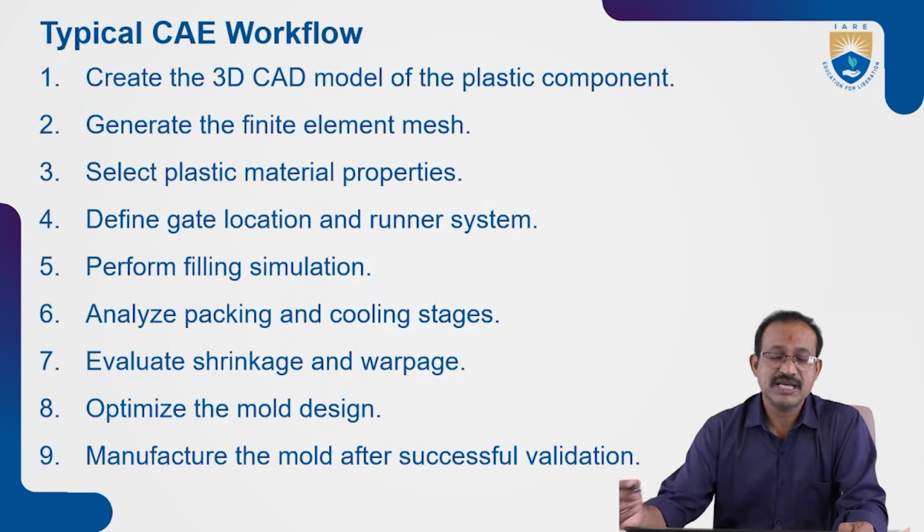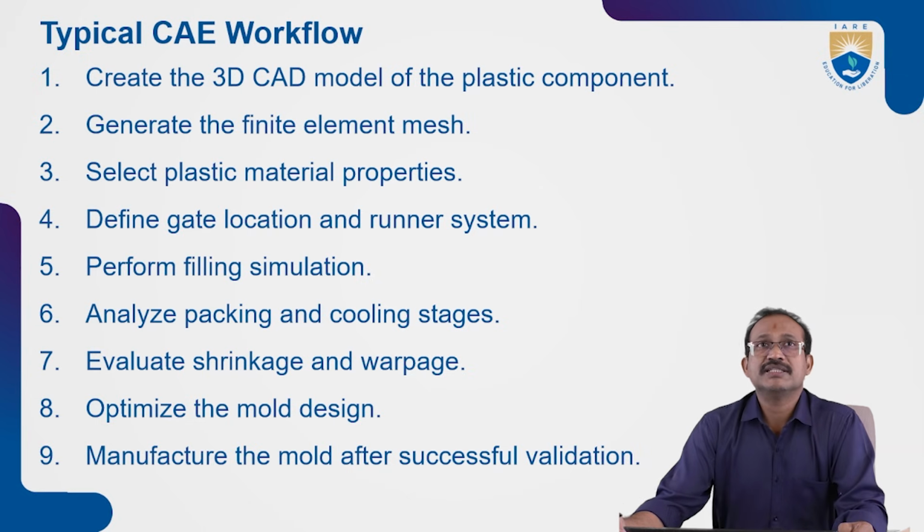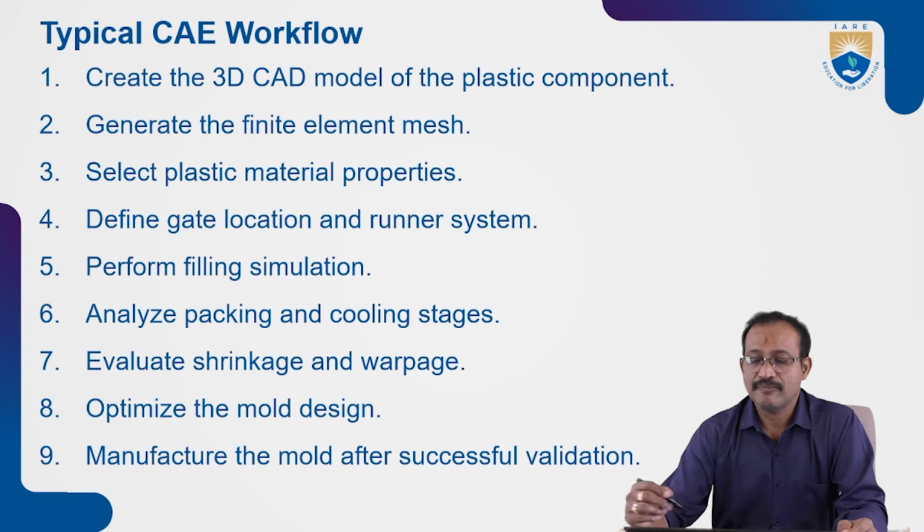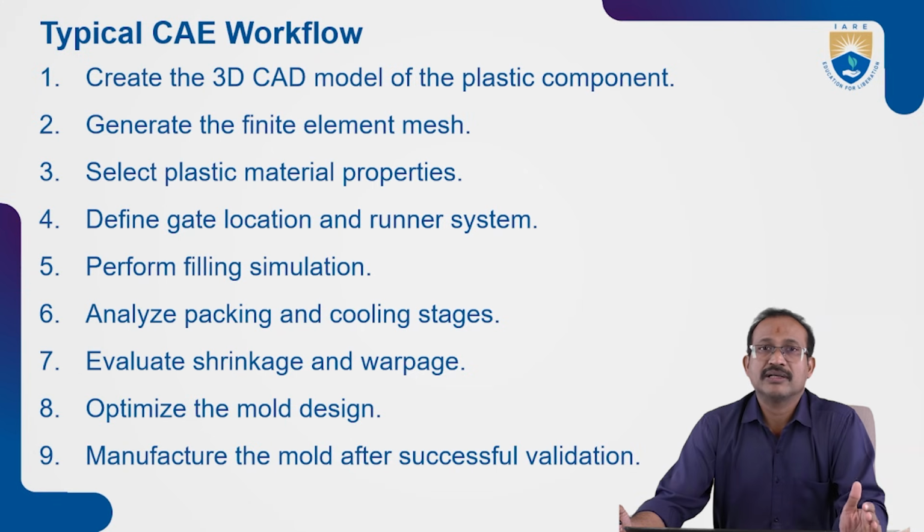Next, typical CAE workflow. How will CAE be involved in the injection molding process? First one, create the 3D CAD model of the plastic component. Whatever the part or component that we want to produce, first we have to develop the image of the object in the 3D CAD model package. Second one, generate the finite element mesh. Once it is modeled, we have to import that model into the finite element analysis package, let us say ANSYS or HyperMesh. So we have to generate the finite element mesh.